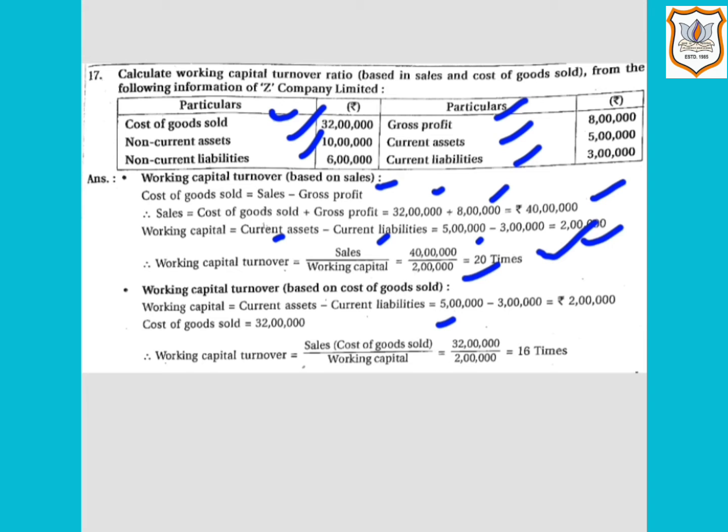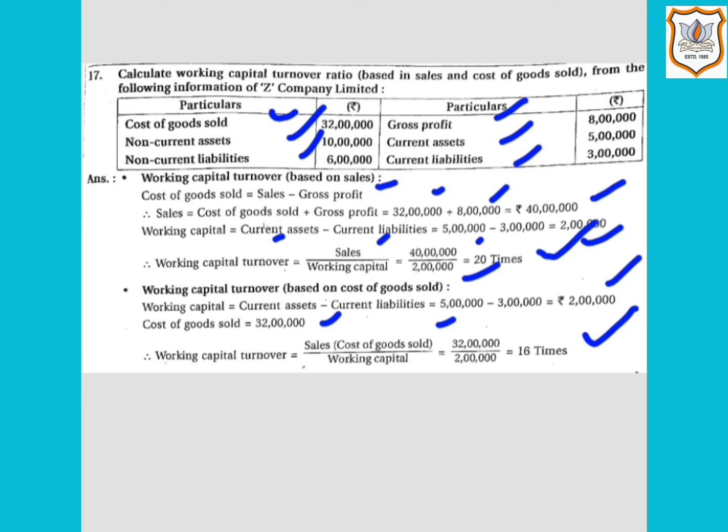So here our working capital, that is current asset minus current liability, we have already found out, that is 2 lakh, and cost of goods sold is given in the question, that is 32 lakh. So 32 lakh upon 2 lakh, that comes to 16 times.